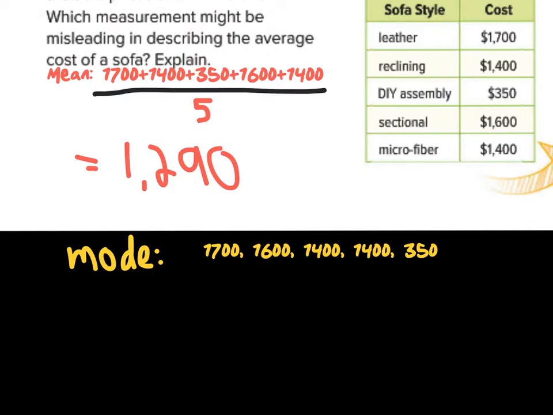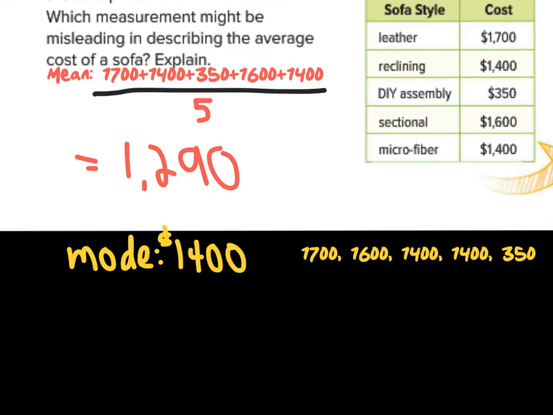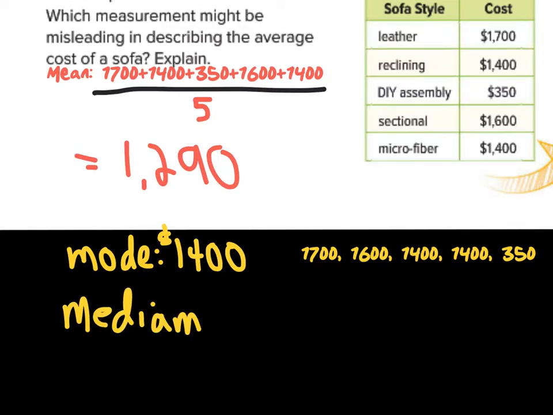To find the mode, we have to look at the numbers that repeat most, right? And the only one that repeats is 1,400. So our mode would be 1,400. Now the median is the number in the middle, and we put the numbers in order from least to greatest, or greatest to least, however you want, and you just go right down to the middle number, and there's our middle number right there. So that would be 1,400.